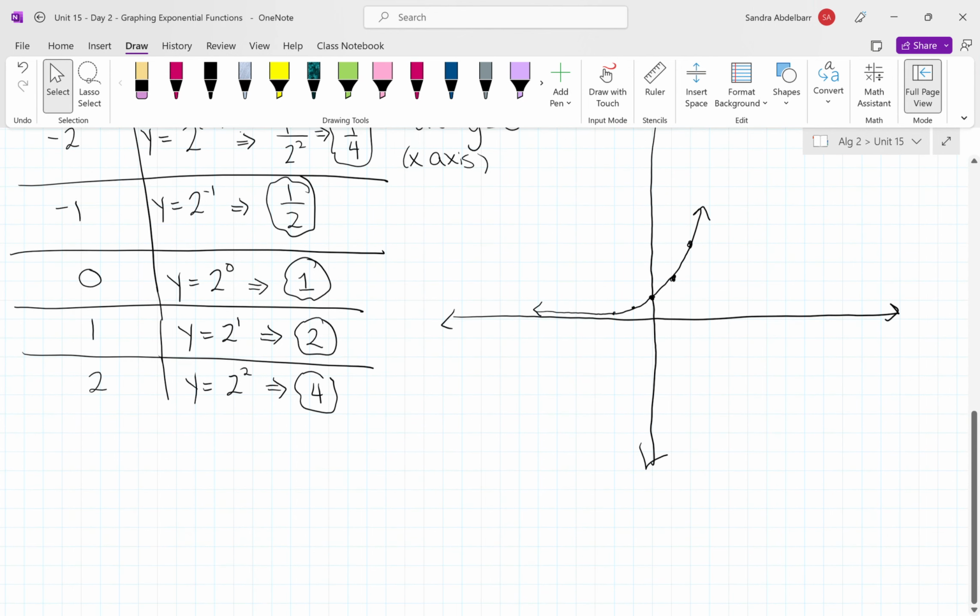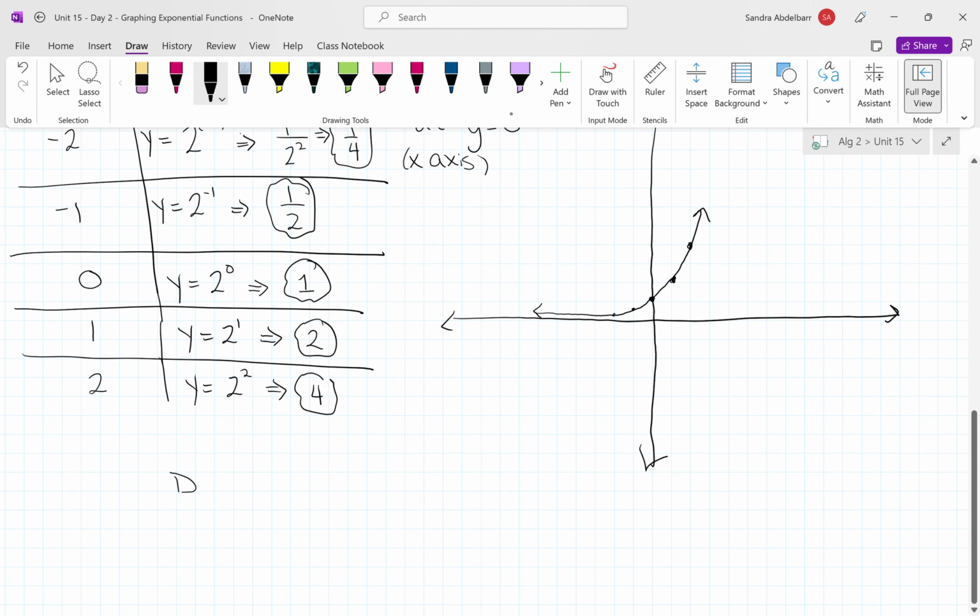All right, you all tell me, what is the domain here? Good. The domain is all real numbers. What about the range? Everything greater than y equals 0. You got it. Y such that y is greater than 0. Is it equal to 0? No, it can't equal 0.